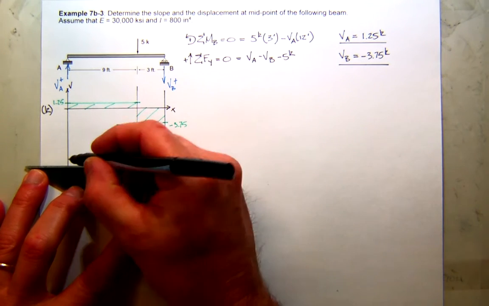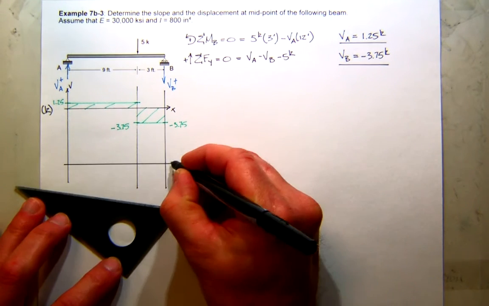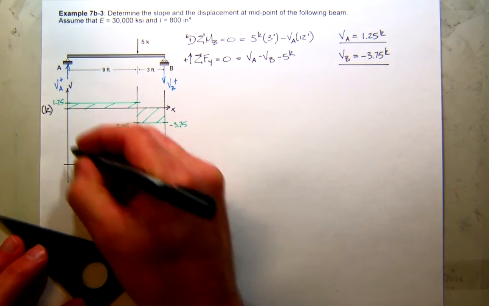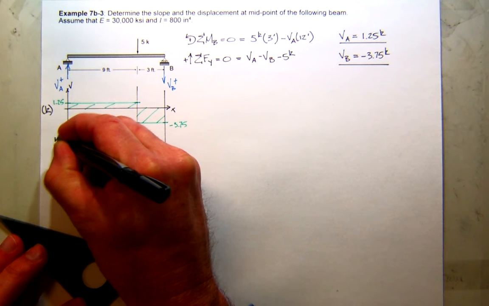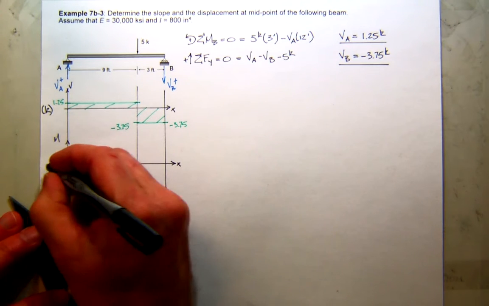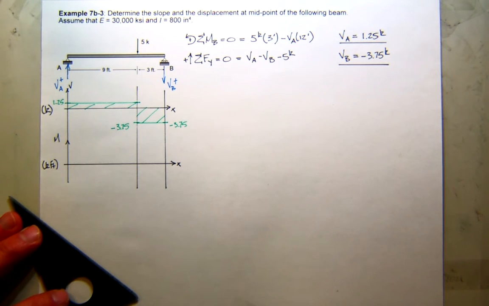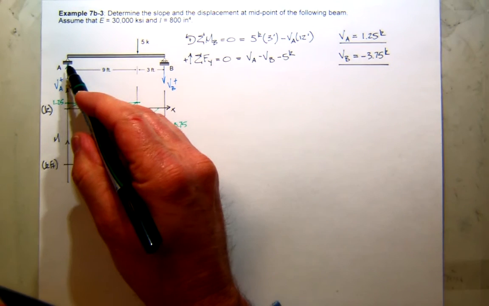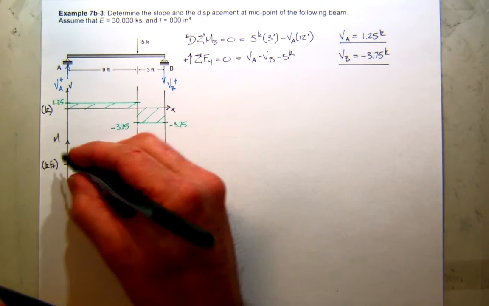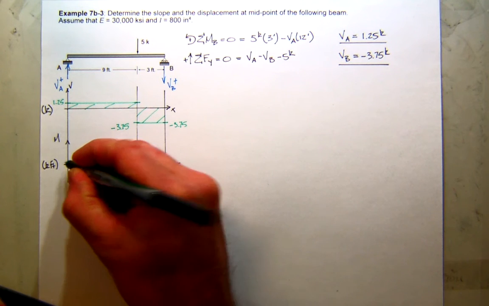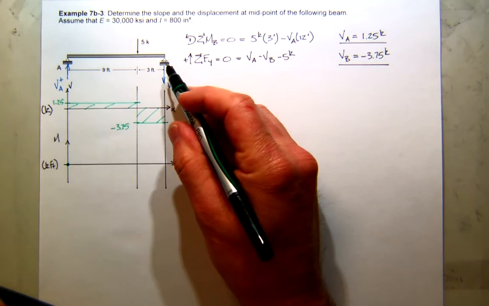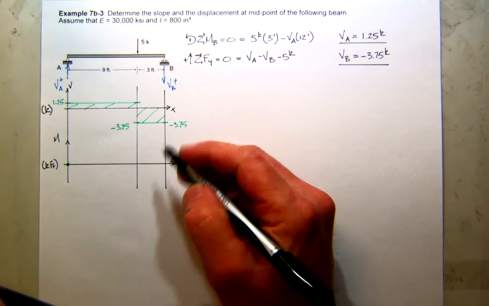All right, so let's go ahead and do the moment. So there's positive x, there's positive moment. Our units will be in kip feet. So what is the moment at A? It's a pin, so it's 0. We also know the moment at B, at the roller. It's also 0.